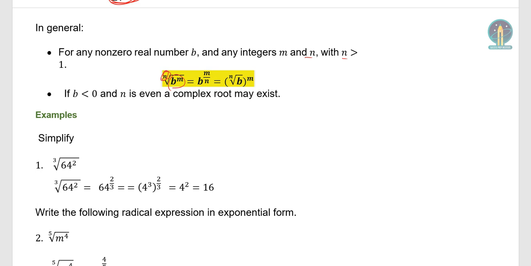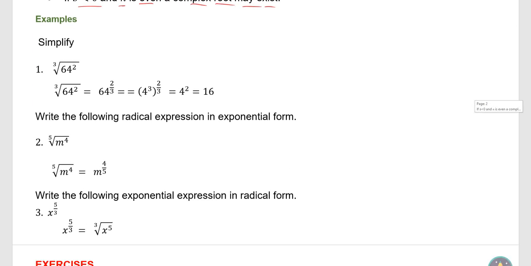Which is also the same, actually, as flipping these. So you see here the m exponent is inside the radical with index n. Well, we could say the radical with index n of b raised to the mth power. Okay? So either of these is fine. And again, if b is negative, less than 0, and n is even, a complex root may exist. Let's look at more examples.